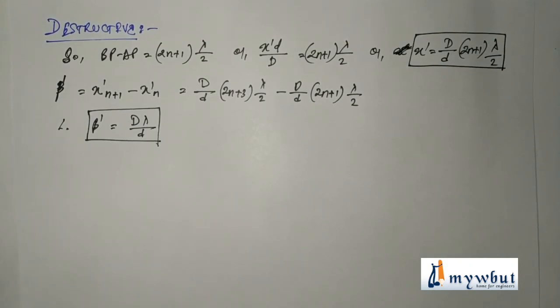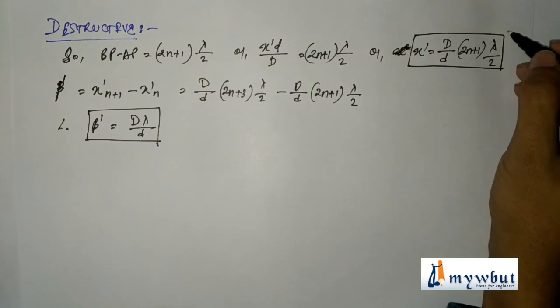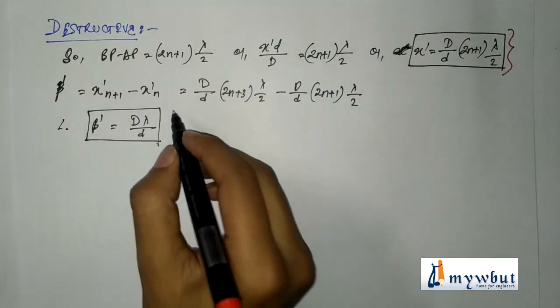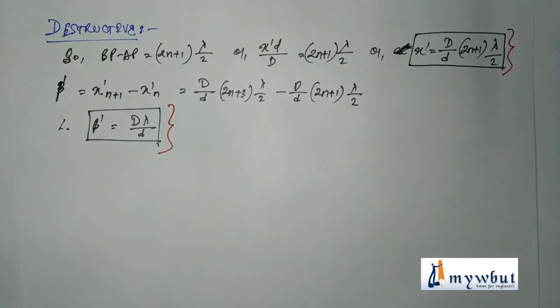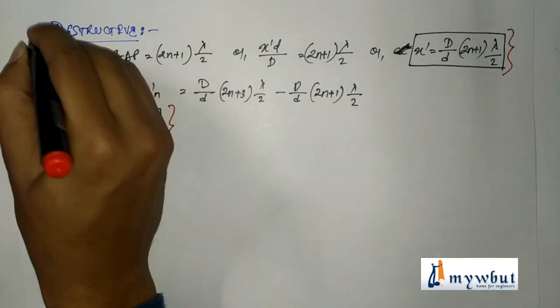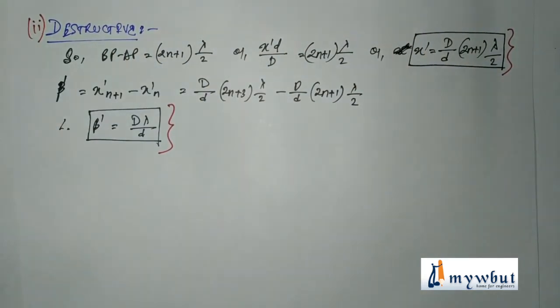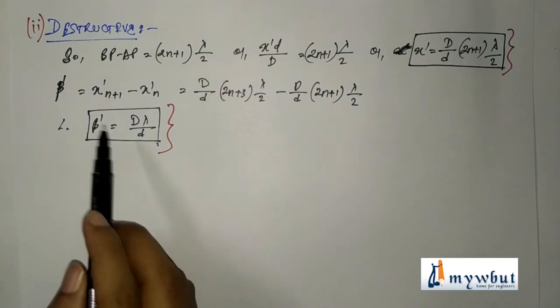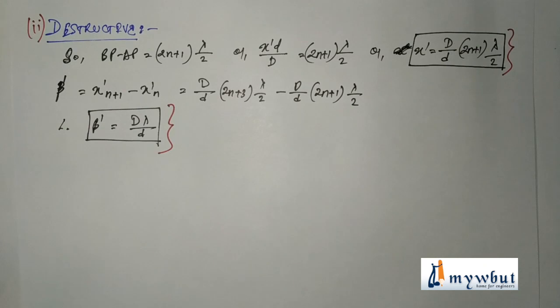So what are the two conclusions that are important? One is this, another one is this one. So this is for the destructive interference pattern. Here we see that the width of the dark fringe is equal to the width of the bright fringes. So both dark and bright fringes are equispaced. And the final conclusion is the width of the bright fringe is equal to the width of the dark fringe.